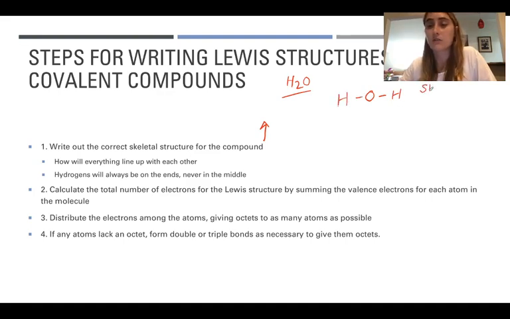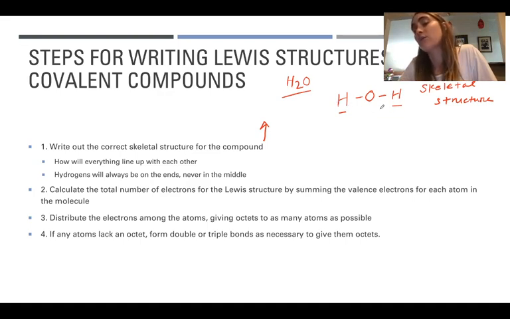That's the skeletal structure. There are no valence electrons around it. It's just the general shape of how everything's going to line up. And something that I like to remember is that hydrogens are always going to be on the end, because remember, hydrogens only want duets. They don't need an octet. So it's never going to be a hydrogen that's your central atom. It's always going to be something else. So if you have H2O, you can always start with oxygen in the middle and place those 2 hydrogens on the outside.